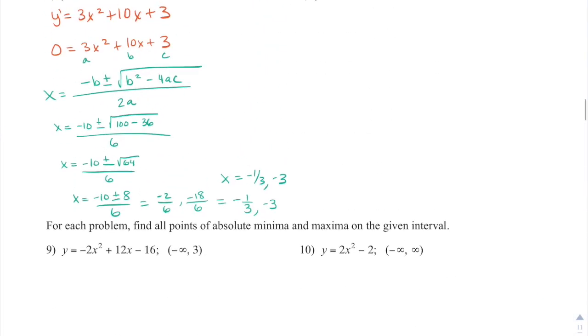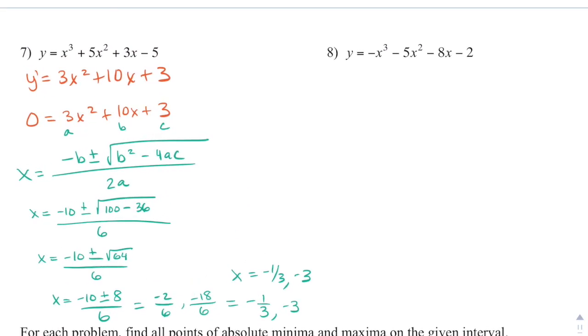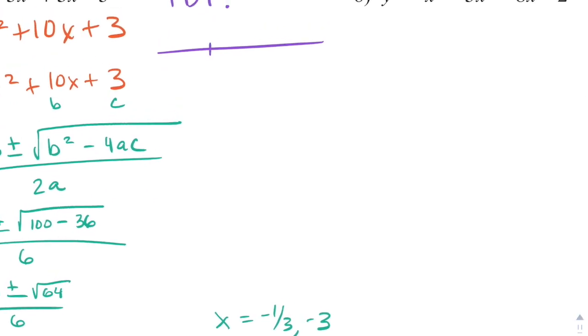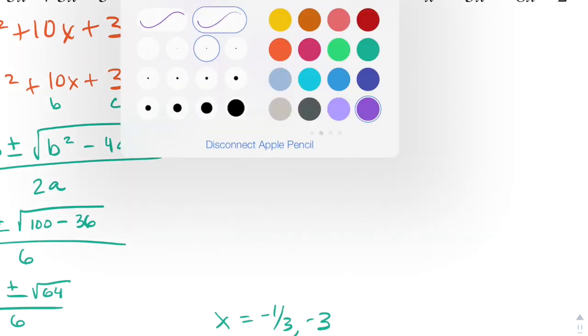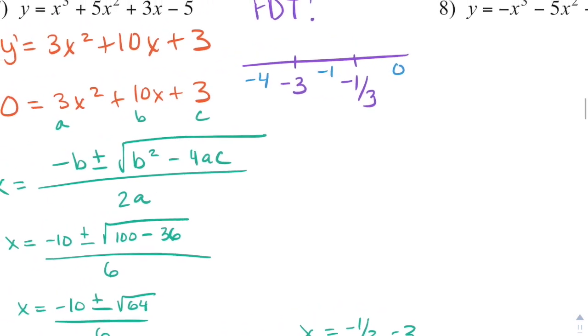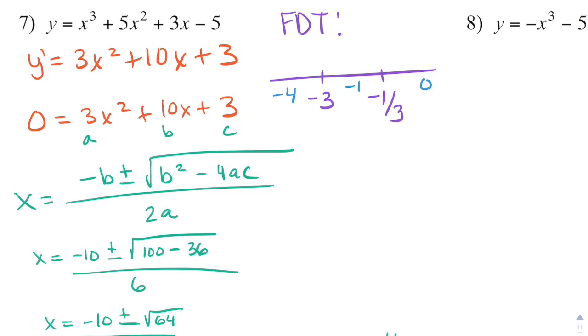We are going to have to do the first derivative test. So let's take our first derivative and our values, negative 3 and negative 1/3. Let's find a couple numbers that work around them. I could pick 0, negative 1, and negative 4. So I go to my first derivative and evaluate those numbers. When I put in 0, I get a positive 3 right here. So I get a positive.